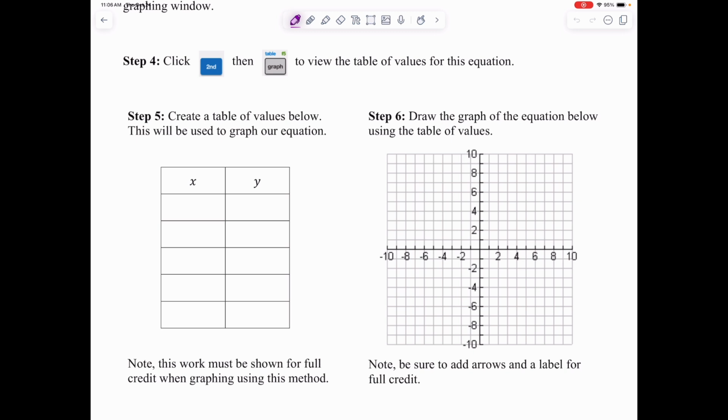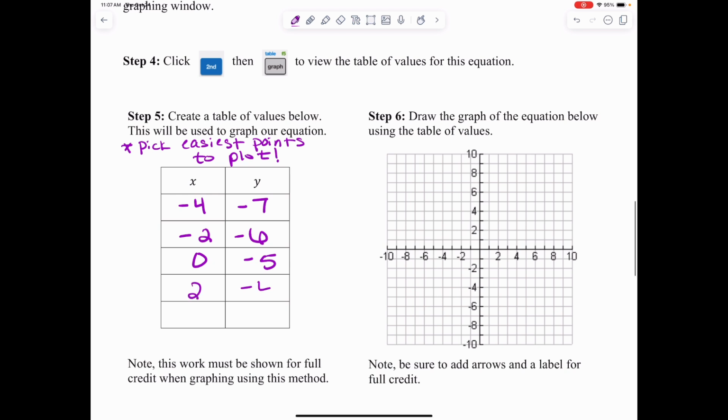So I'm going to make a note of what we said. We want to pick the easiest points to plot. It's not that you can't plot fractional values, but it's easier to plot the ones that are nice on the grid, and those other values will be hit when we draw the line. So I'm going to do -4, -7, -2, -6, 0, -5, and if I keep looking at the table, the next nice one is 2, -4, and then 4, -3.